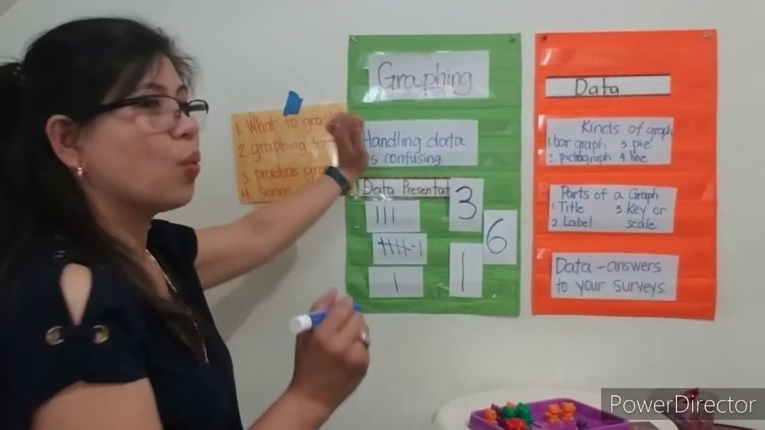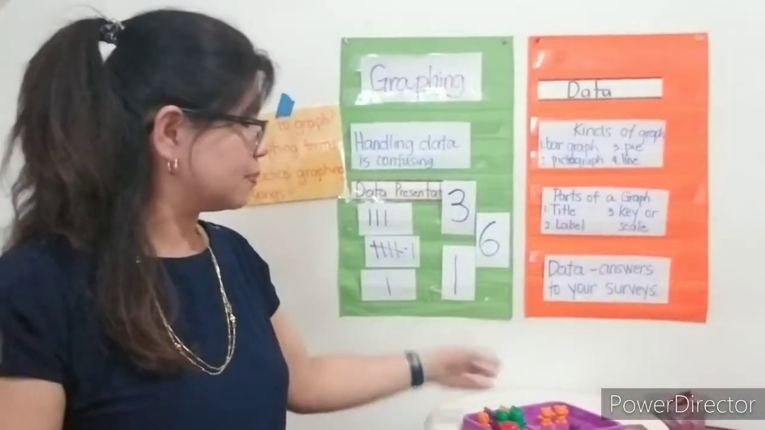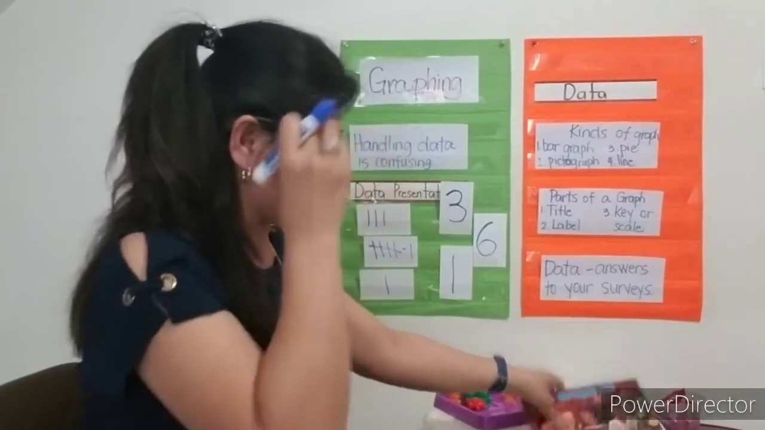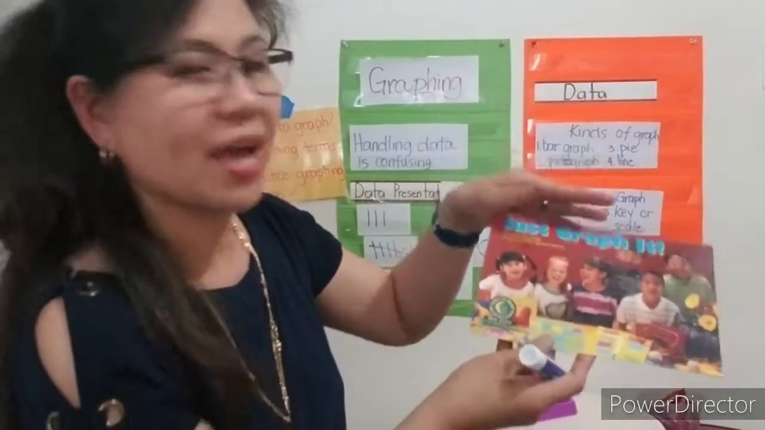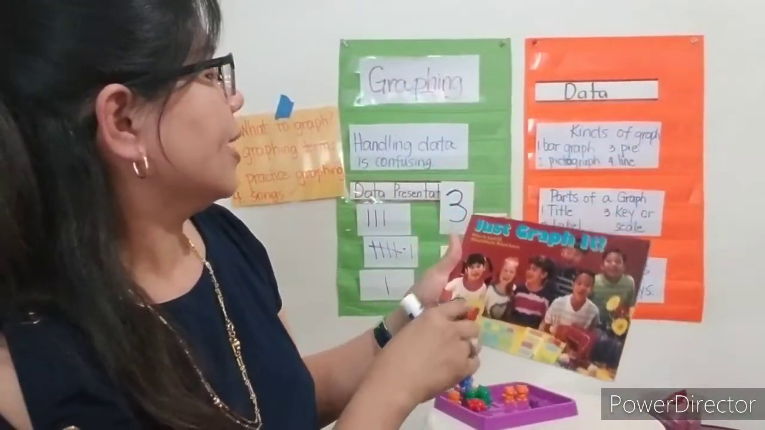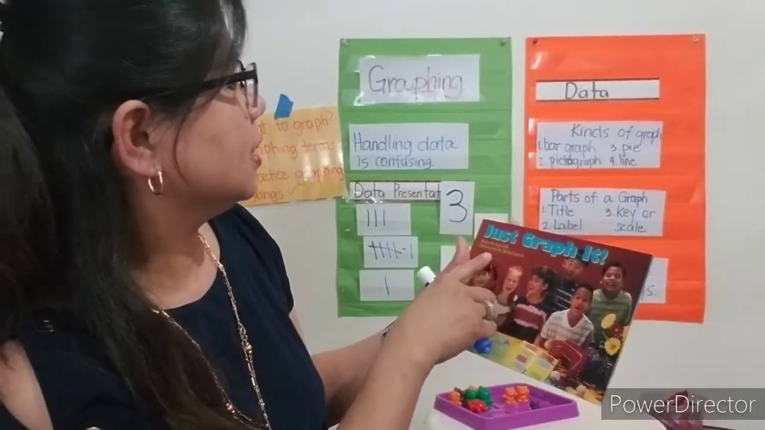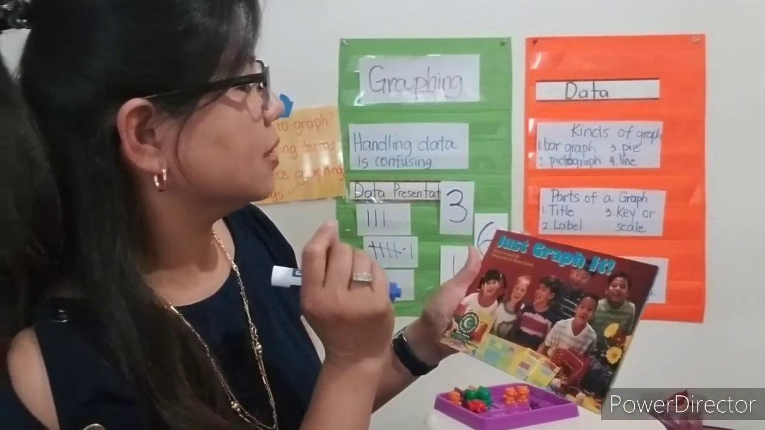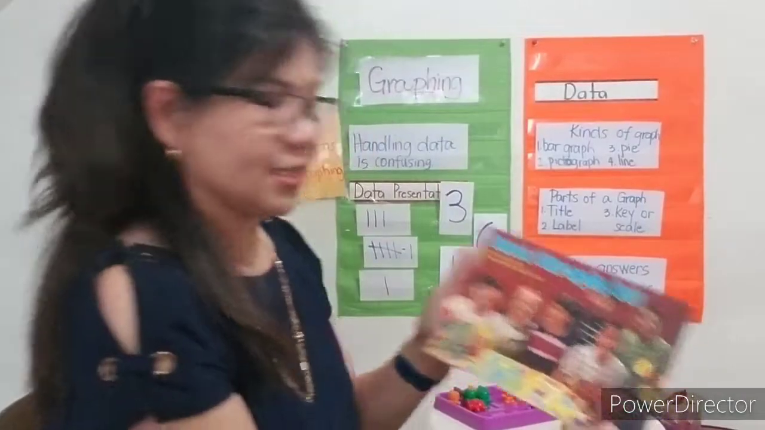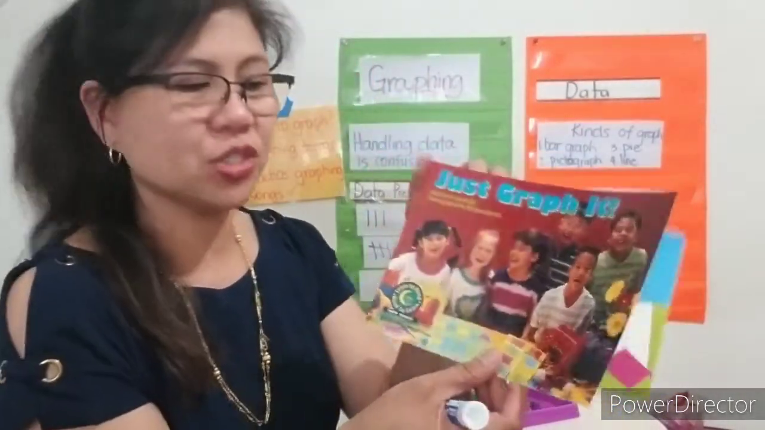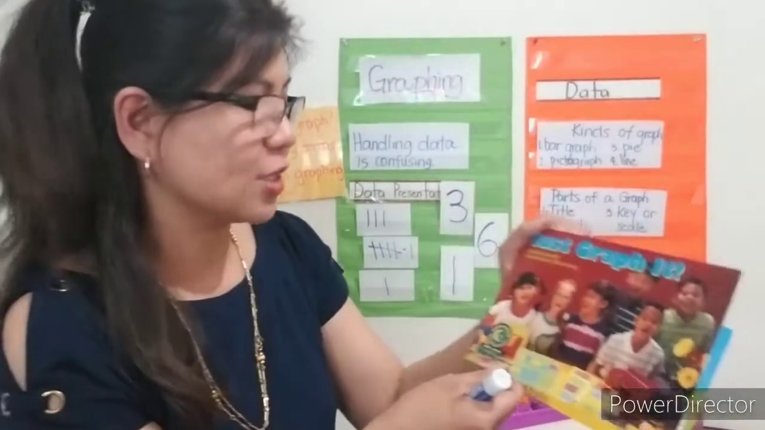Okay, so now, I told you what to graph. I ask you, what can we graph? If you don't have the bear, what else can you graph? I have a book here. Just graph it. That's the title, written by Sandy Hill, photographed by Michael Jarrett. Okay, so this is an actual photograph. A photographer just took a picture of these children to show us what graphing is all about.